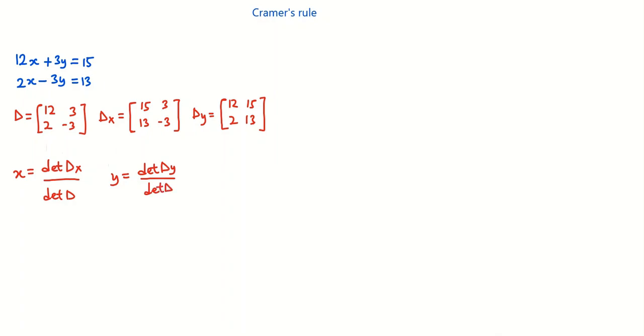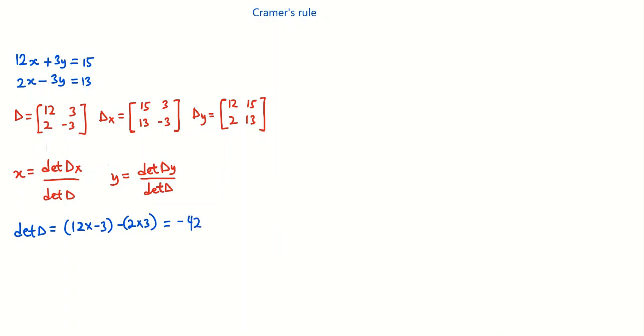So what you're going to do is find the determinant of all these three matrices that we generated. Let's start with matrix D. The determinant of this matrix D will be equal to 12 times minus 3, minus 2 times 3. This is what you are going to have. So let's simplify this and see what you are going to get. We have 12 times minus 3, minus 2 times 3. This will give us a value of minus 42. So you're going to have minus 42 here.